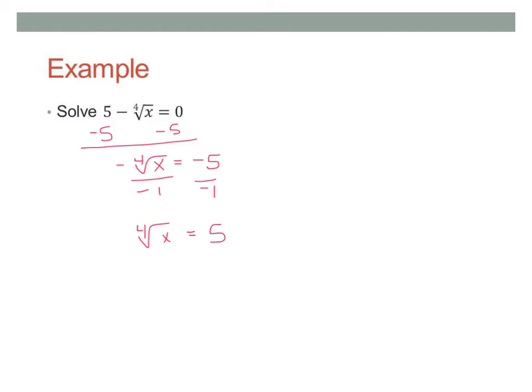equals a positive 5. And then to get rid of that fourth root, we're going to take each side to the fourth power, because that's going to undo that fourth root. And 5 to the fourth power is 625. So x equals 625. There is our answer.